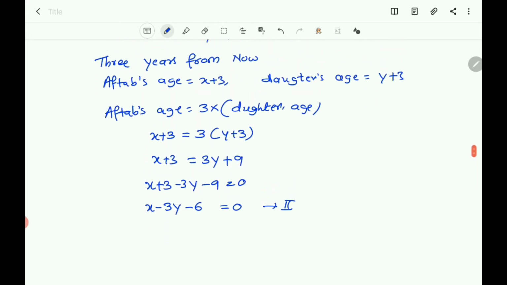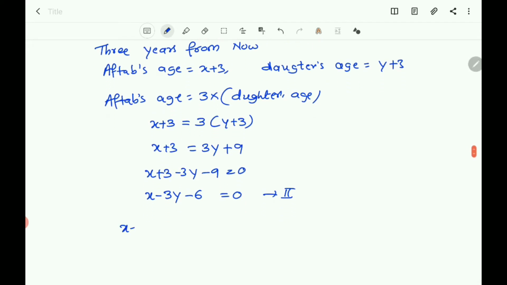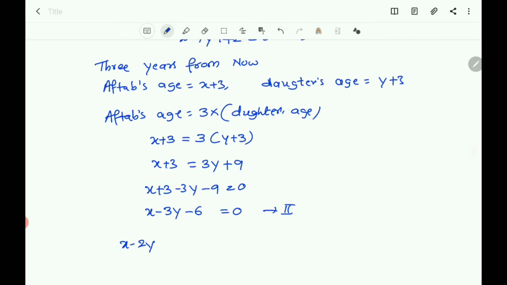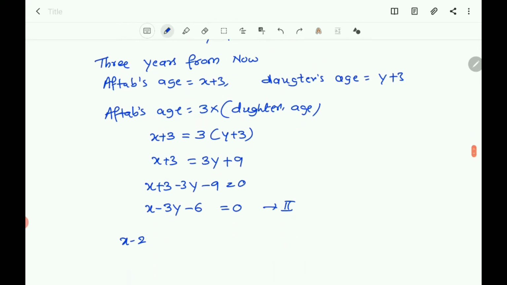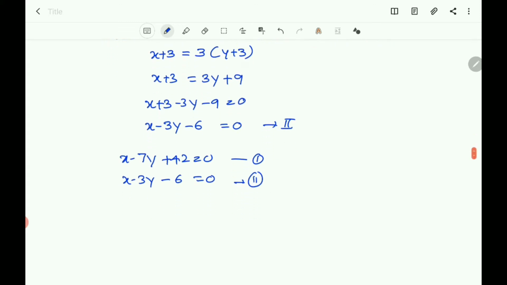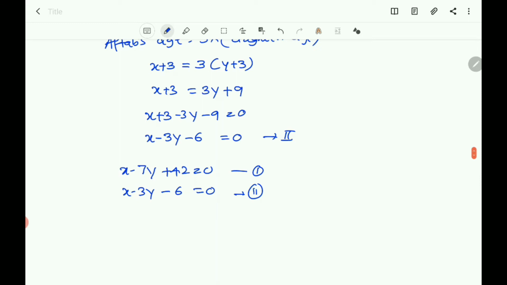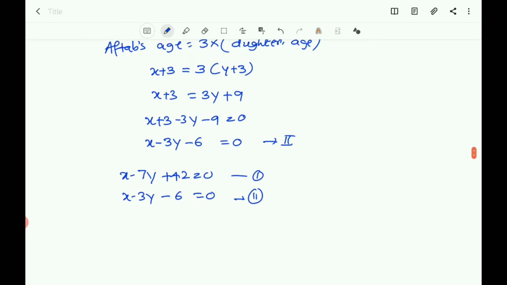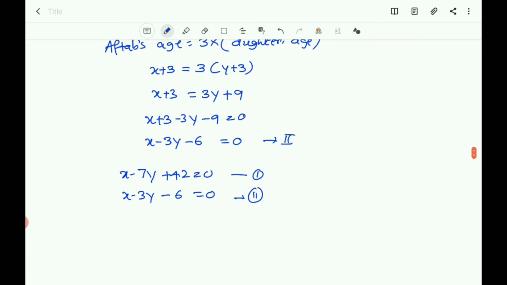So what is the first equation? x minus 7y plus 42 equals 0. Second one, x minus 3y minus 6 equals 0. So this is the first one and this is the second one. So you got it. Now here we got the algebraic form. Now we have to represent this in the geometric form, the graphical form.